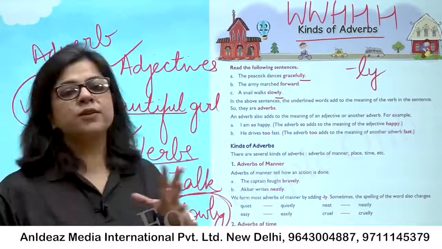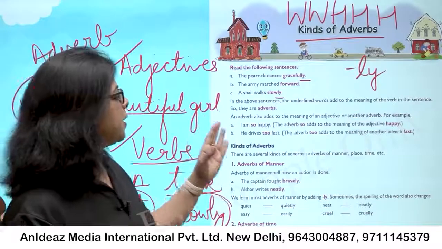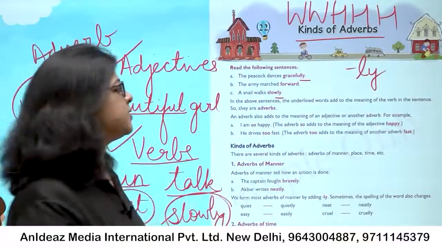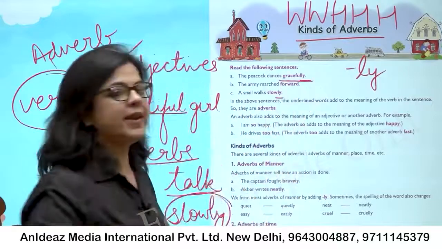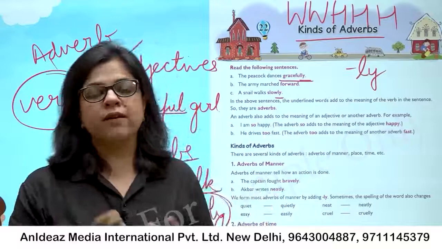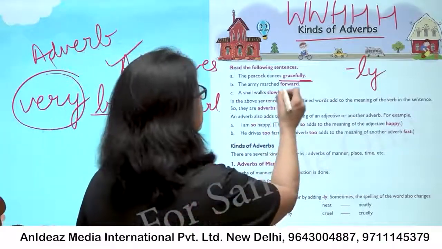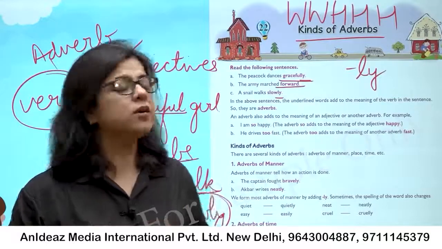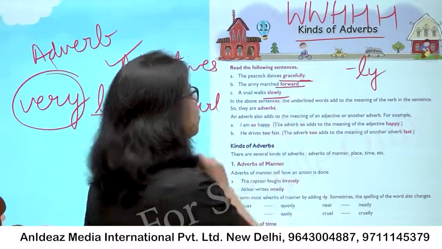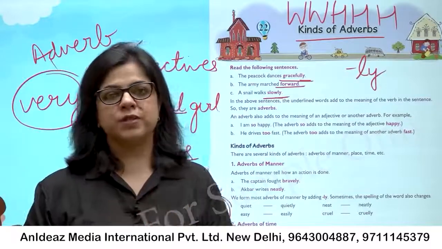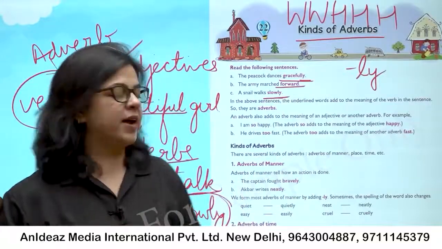So let us look at the following examples. The peacock dances gracefully. How does the peacock dance? The peacock dances gracefully. The army marched forward. Where did the army march? Forward. How does the snail walk? Slowly. So, gracefully, forward and slowly are all adverbs. Now, what are the kinds of adverbs?